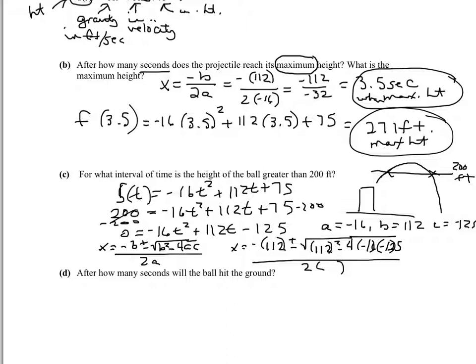I would hit enter at that point, and then you can divide it by 2 times negative 16, which is divided by a negative 32. If I do that one time with the plus sign and then I go back and do it a second time using the minus sign, then what I get for my intervals, if I round to the nearest hundredth, would be 1.39 seconds and 5.61 seconds. That's the interval of time that the ball would be greater than 200 feet.